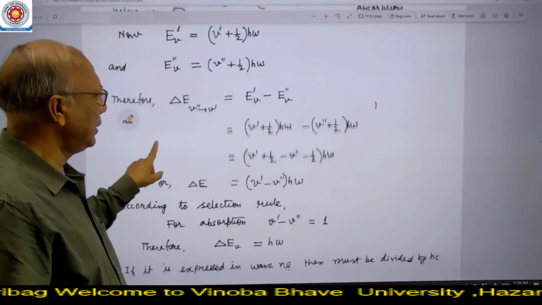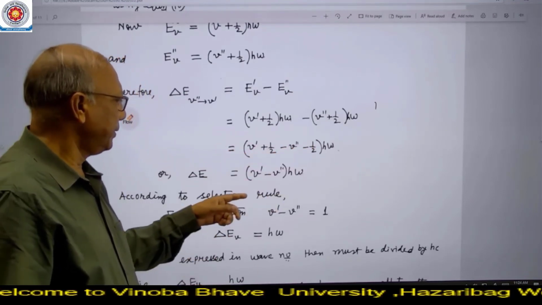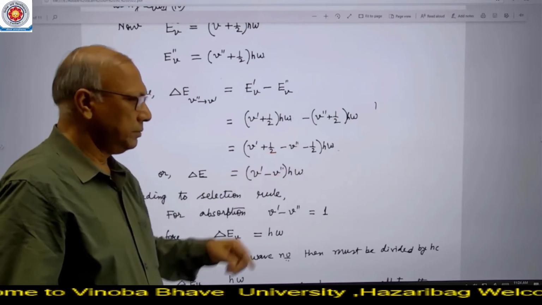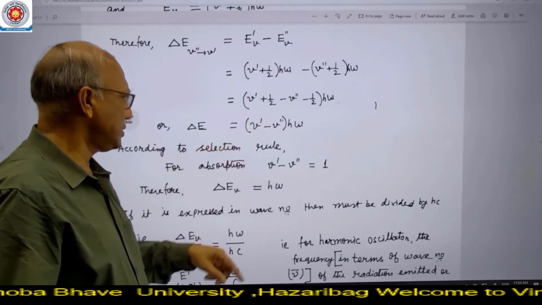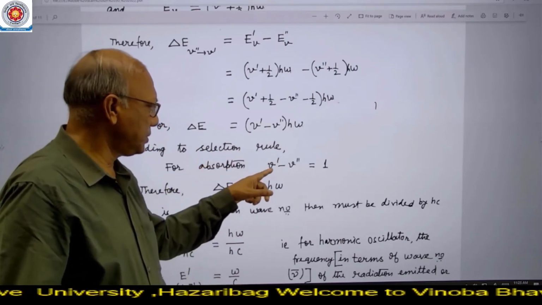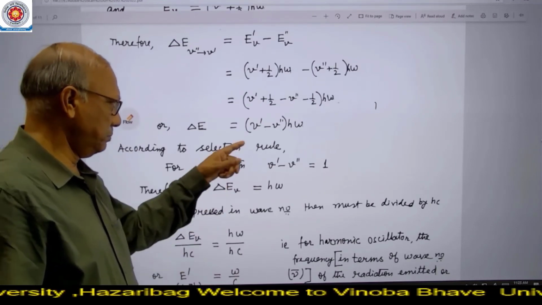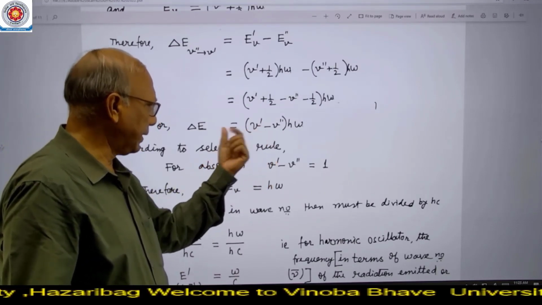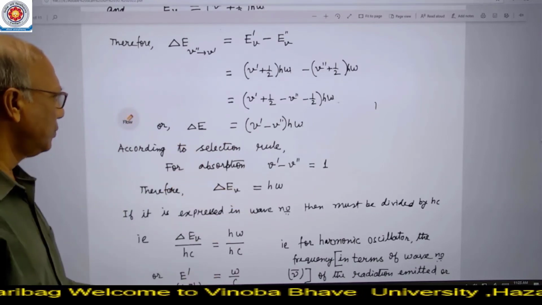When we take the common factor, this type of equation is obtained, and here plus half and minus half cancel out, and finally we get V prime minus V double prime. According to the selection rule, this V single prime minus V double prime will be equal to 1, and if we put the value 1 for this bracket term, then we get delta E equal to h omega.